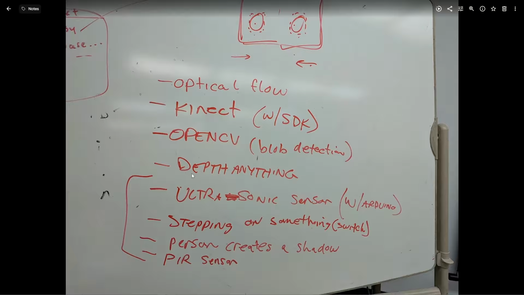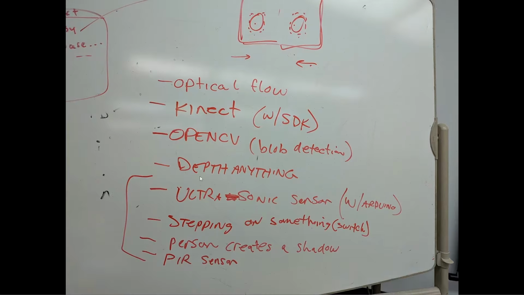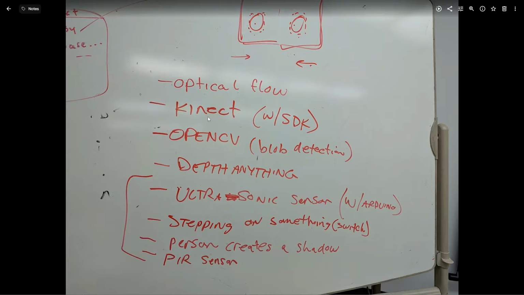Depth Anything, I don't even know what this is really, but I do know what the idea is. You can get depth information from just a single image, not even a video, just a regular webcam, as if it were something like a Kinect, which is kind of amazing. It uses AI to do it.